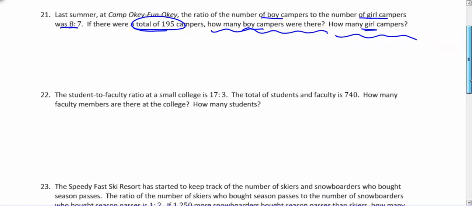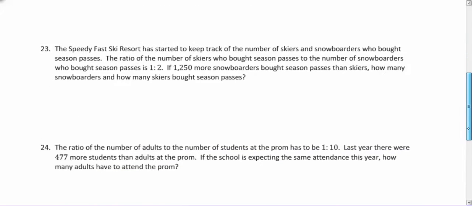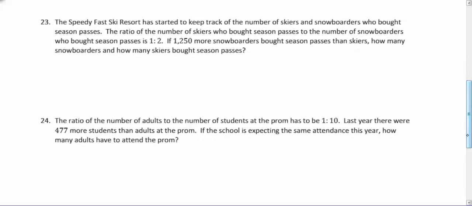Same with number 22. But we're focusing on the more examples today. The other examples in your module book that we talked about yesterday and the day before are set up for the total. Anyway, so this next example is about skiers who bought season passes and snowboarders, and it says that the number of skiers who bought season passes to snowboarders who bought season passes is 1 to 2.